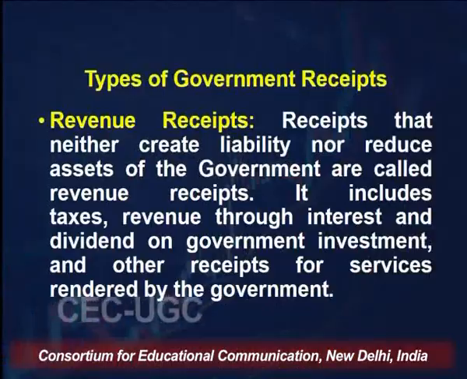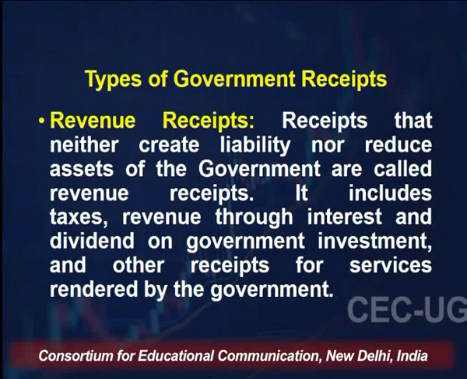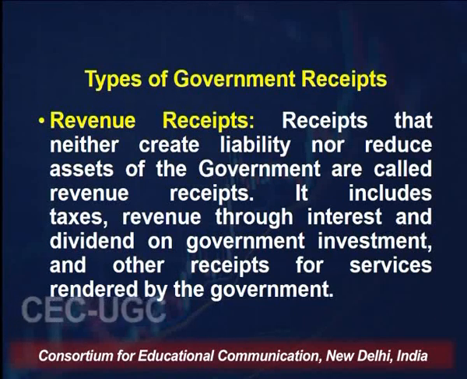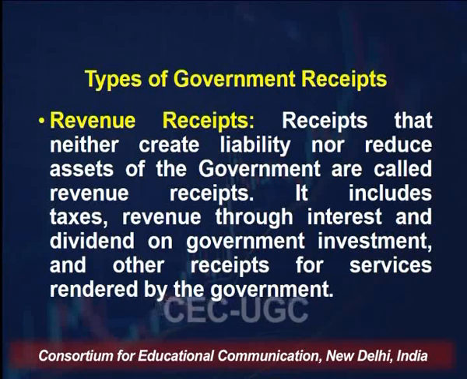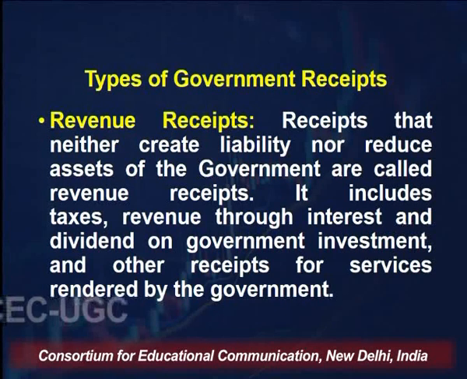Now, what are the different types of receipts of the government? Revenue receipts and capital receipts. Revenue receipts are receipts that neither create a liability nor reduce the assets of the government. It includes taxes, revenue through interest and dividends on government investment, and other receipts for services rendered by the government, because this type of revenue does not create any liability for the government.